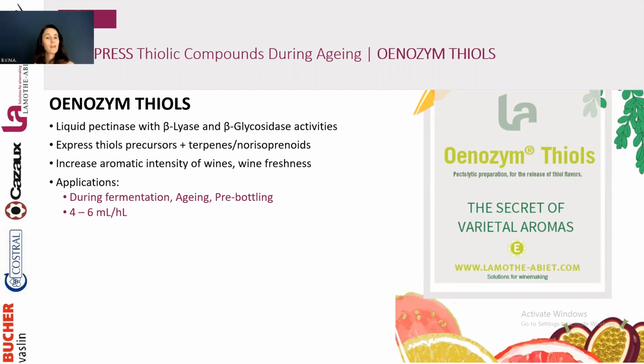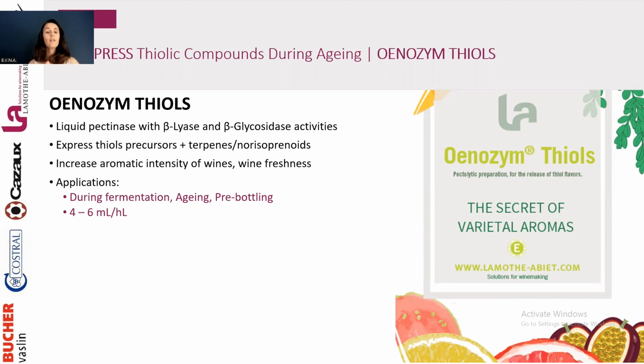So it's a very good enzyme to use when you want to increase the aromatic intensity of the wine and you want to increase the wine freshness. There are a few ways to use it. Or you use it during fermentation. In this case, we are going to do a parallel job to the yeast. We are going to release precursors of 4-MMP and precursors of 3-MH. So we are giving the yeast more 3-MH to transform into 3-MH acetate. So we are having an increase in 4-MMP, 3-MH, and 3-MH acetate.